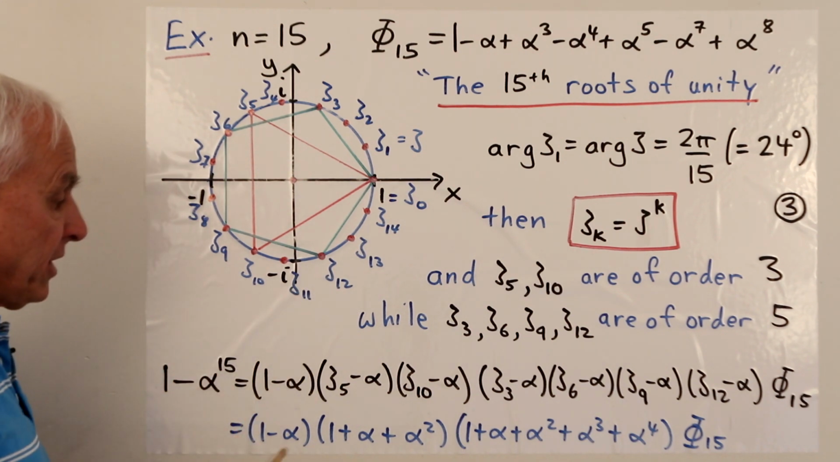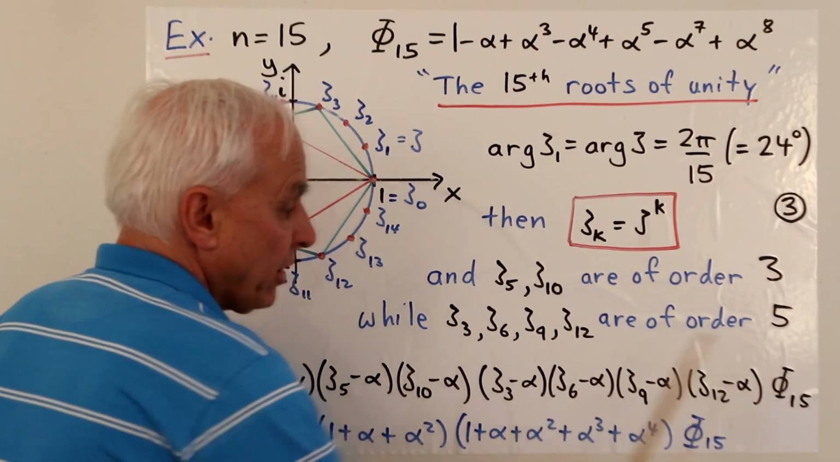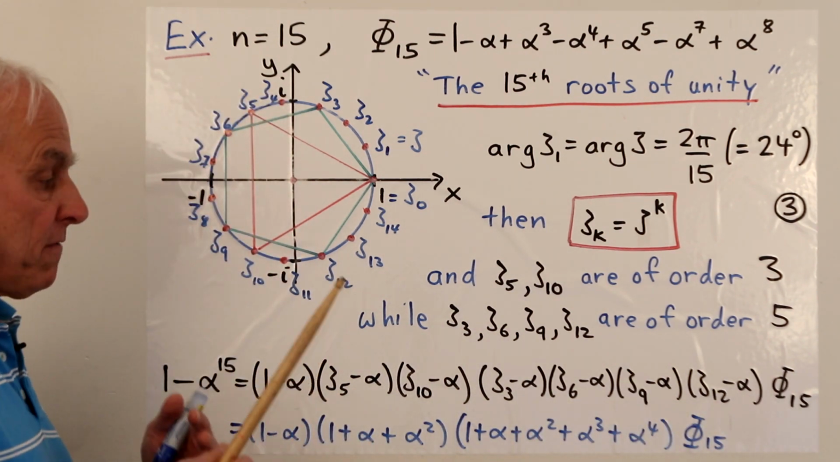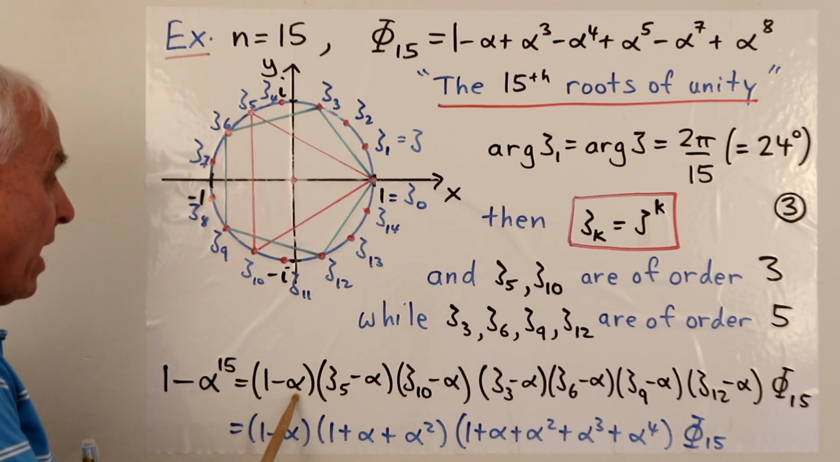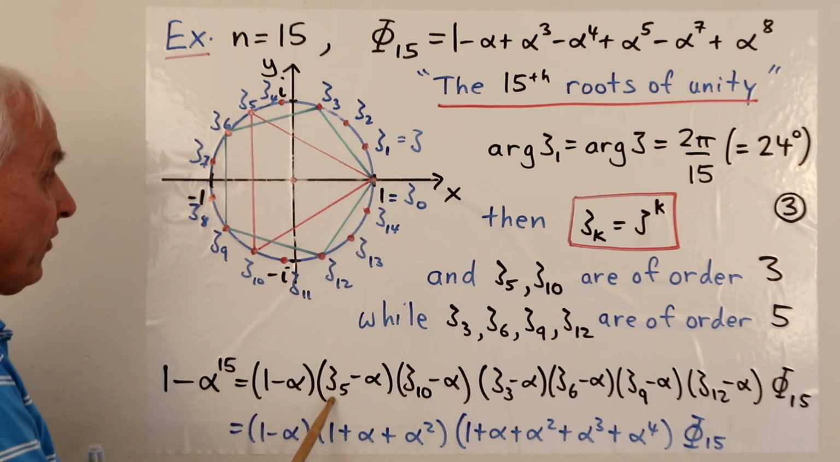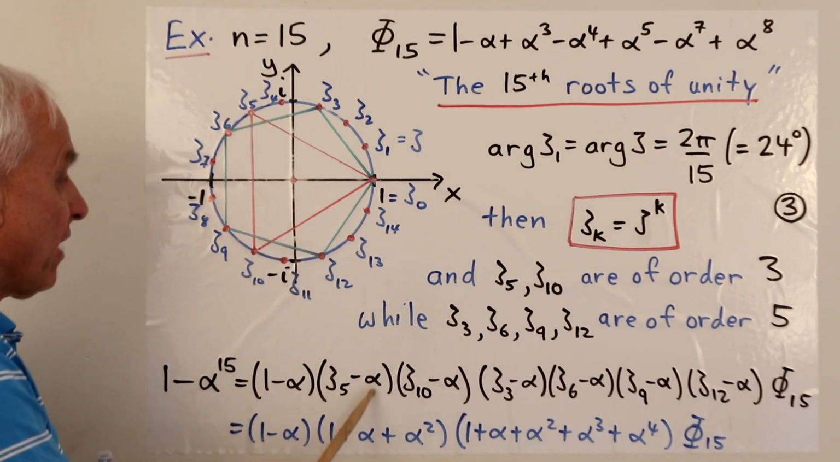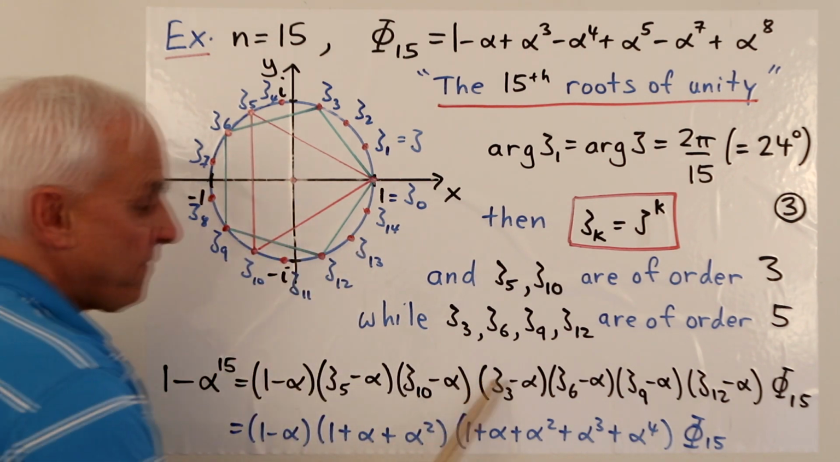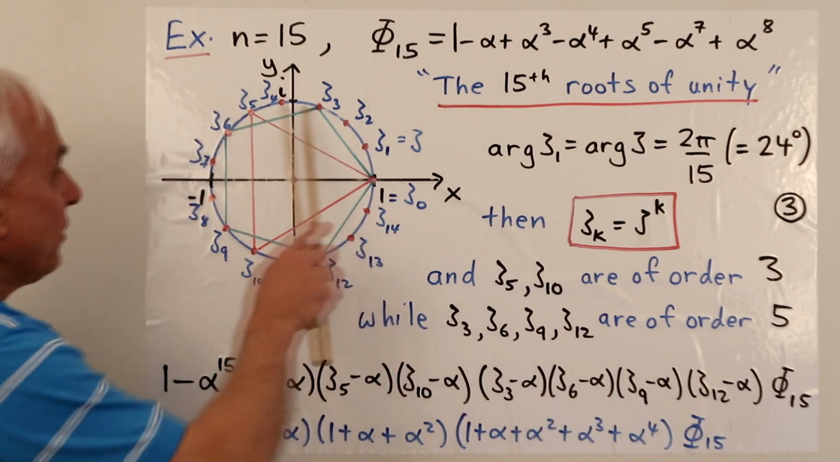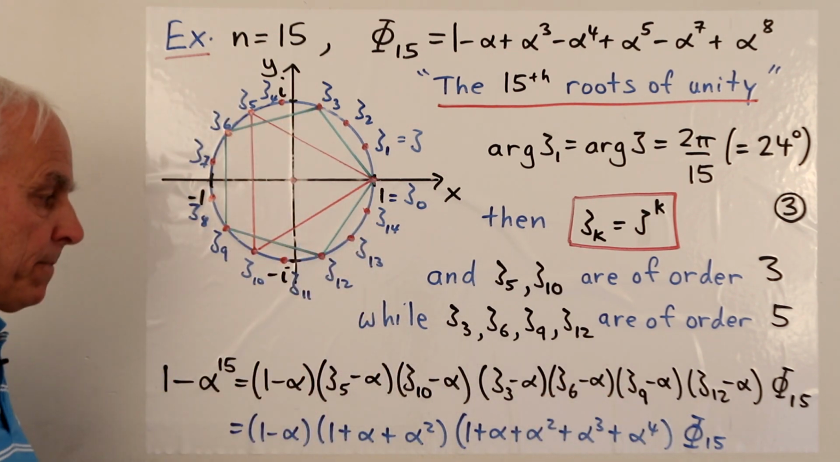According to the standard theory, it's going to be a product of factors corresponding to each one of these nth roots of unity. So there's going to be 1 minus alpha corresponding to that, zeta 5 minus alpha corresponding to that, zeta 10 minus alpha corresponding to that, and then the 4 factors corresponding to these 4 things on the pentagon.